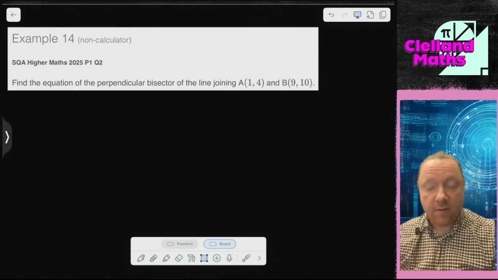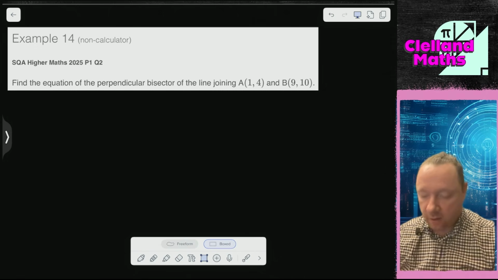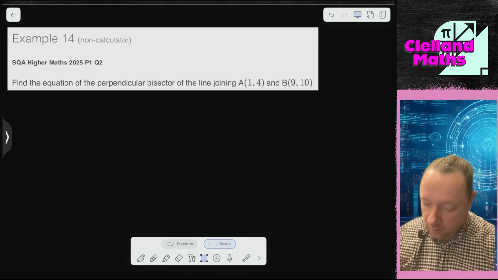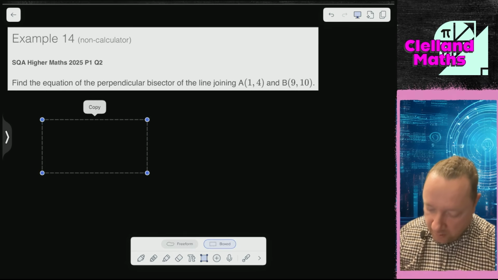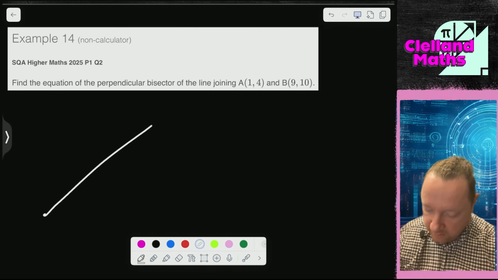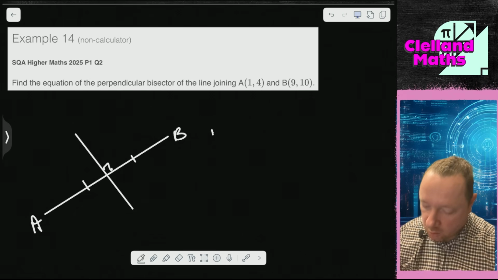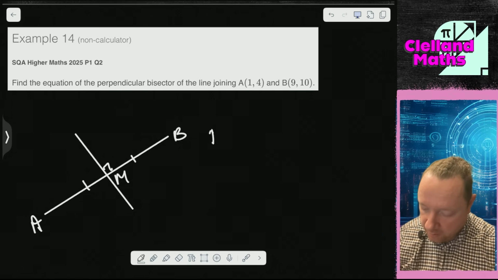Okay, example 14, last one. SQA Higher Maths 2025 Paper 1 Question 2. Just as last year, if you're watching this now, find the equation of a perpendicular bisector of the line joining A and B. So, perpendicular bisector, remember, means if you've got a line, call it A and B, it's at right angles to that line, but cuts it in half as well.